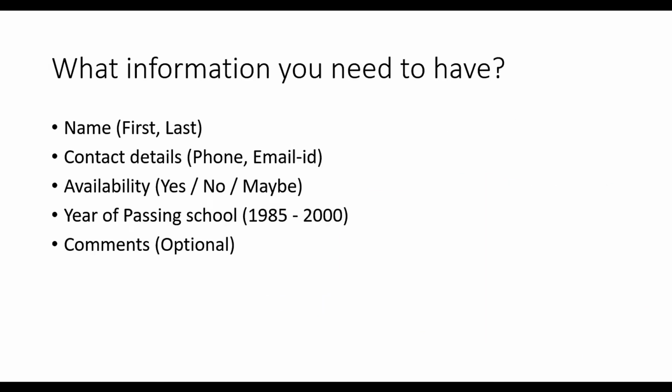So what information do you need from everyone? You would like to know the name, possibly first name and last name. You would like to know the contact details, phone number and email ID. You would like to know their availability: are they coming, not coming, maybe, depends. You'd like to know the year of passing, and let's assume that we are planning a reunion of a batch from 1985 to 2000. And you'd also like to have comments. If they cannot make it, why can't they make it? So this is something you require.